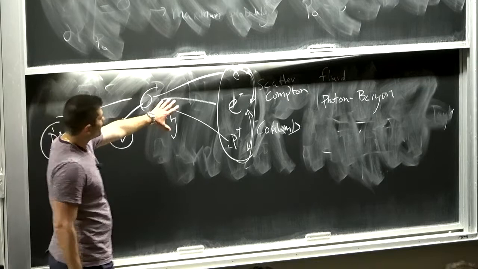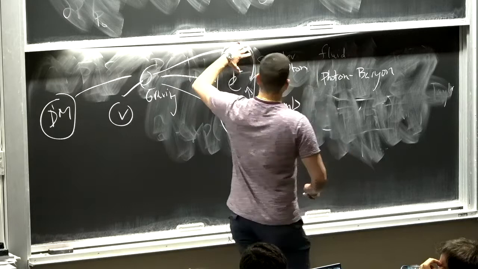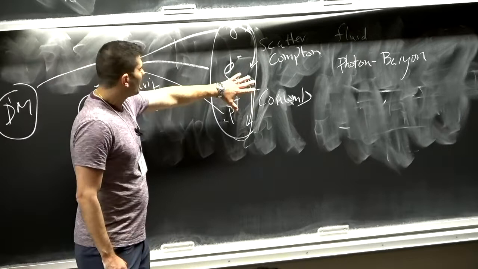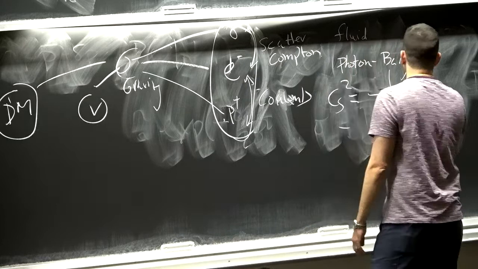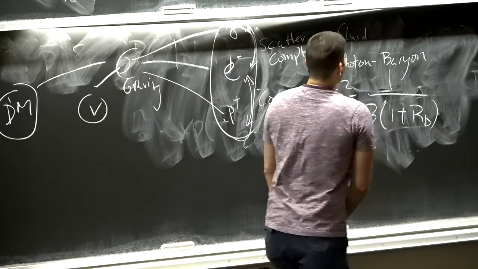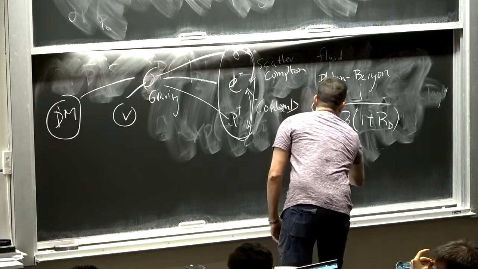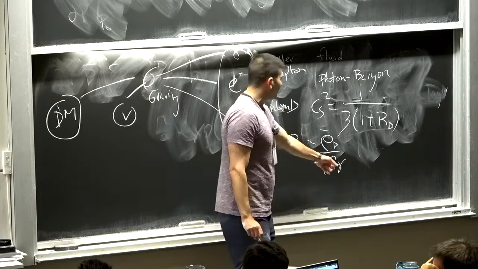It really behaves like a sound. So there's sound waves in this fluid, and the sound waves travel at a speed set by how much energy is in the protons and electrons compared to how much energy is in the photons. Okay, and that's usually given by this expression. The speed of propagation of a relativistic fluid is given by 1 over 3 times 1 plus the fraction of energy in baryons. So this evolves in time because the photons' energy dilutes at a different rate than baryons.